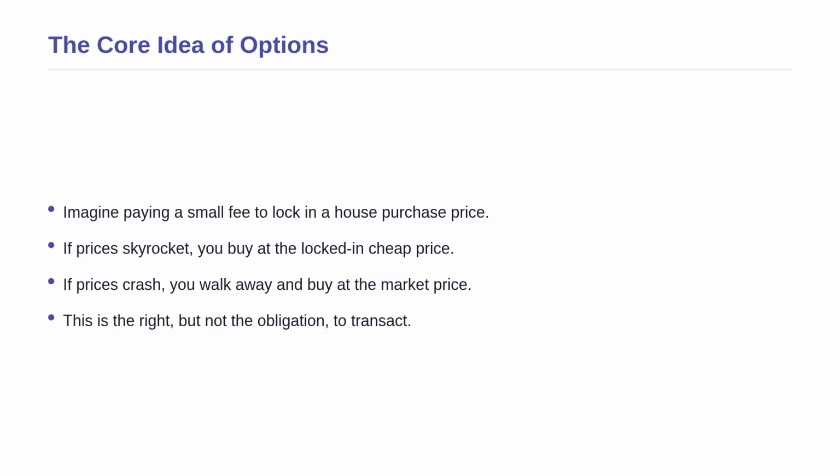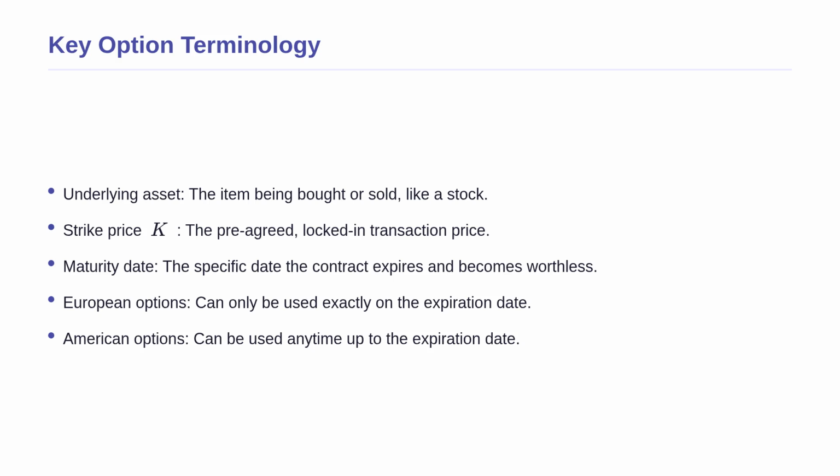This simple idea, paying for the right but not the obligation to do something in the future, is the absolute foundation of financial derivatives. Now that we have the intuition, let us define the formal terminology used in financial markets. The item you are buying or selling, like a share of stock, is called the underlying asset. The locked-in price written on your contract is the strike price, denoted by the letter K.